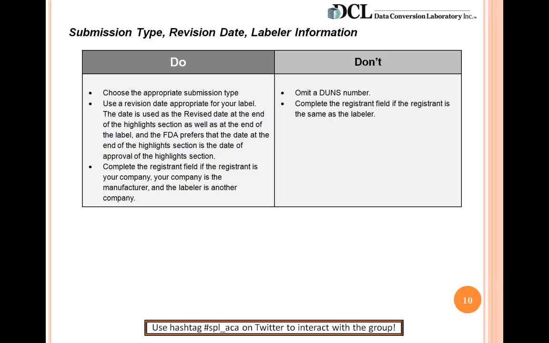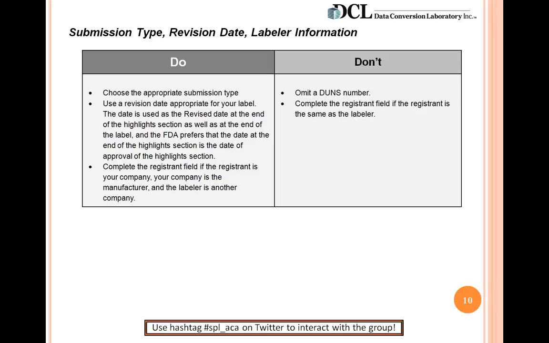For the submission type, the revision date, and the label information that you enter, use the appropriate submission types. They've been adding more and more, and they added more in 2011. They've added more in 2012. Use the revision date appropriate for your label. The date is used as a revised date at the end of the highlight section as well as at the end of the label. And the FDA prefers that the date at the end of the highlight section is the date of approval of the highlight section.